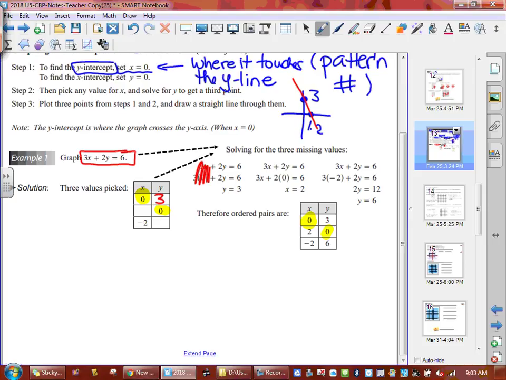Over the next one, they put 0 where the y is. So we cover up the y this time. All I would do is literally scribble it out. And now I get 3x equals 6.